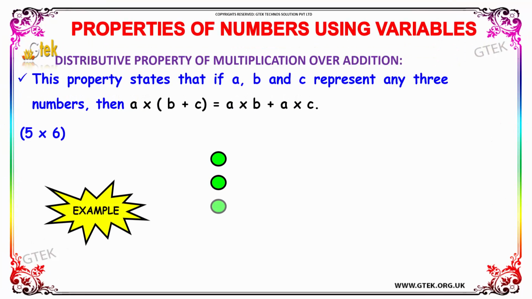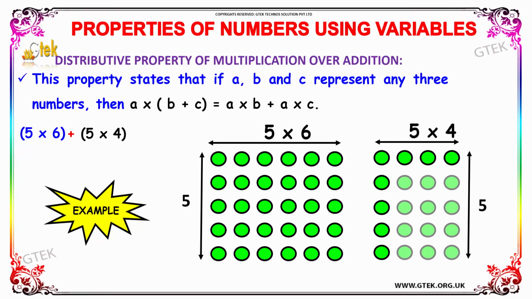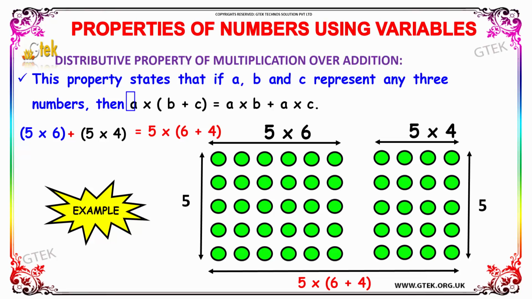Now let's move on to the next property, that is distributive property of multiplication over addition. This property states if A, B and C represent any numbers, then we formalize that A into B plus C equals to A into B plus A into C. So this is the logic of distributive property of multiplication over addition.